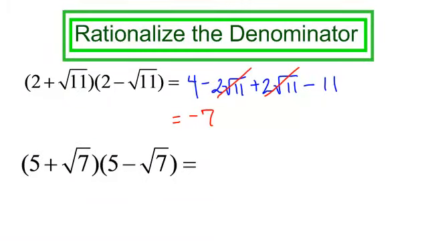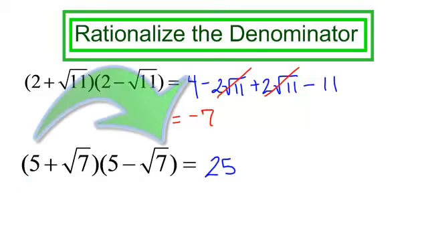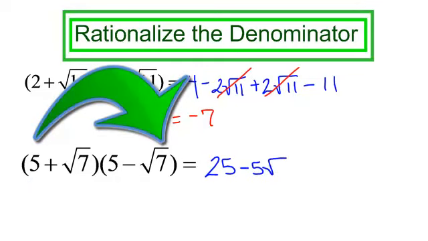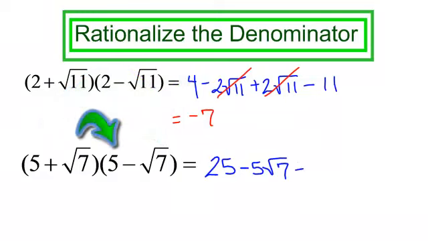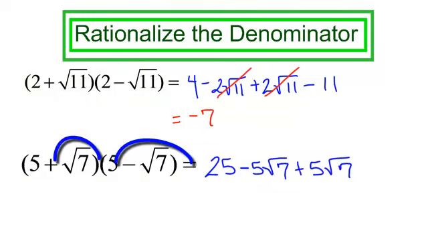Let's try another one. I have 5 plus radical 7 times 5 minus radical 7. First term, 5 times 5 is 25. Outer, 5 times a negative radical 7 is just a negative 5 radical 7. Inner terms will be a positive 5 radical 7. And the last terms, a positive times a negative, that would be a negative. Radical 7 times radical 7 is radical 49, which is just 7.